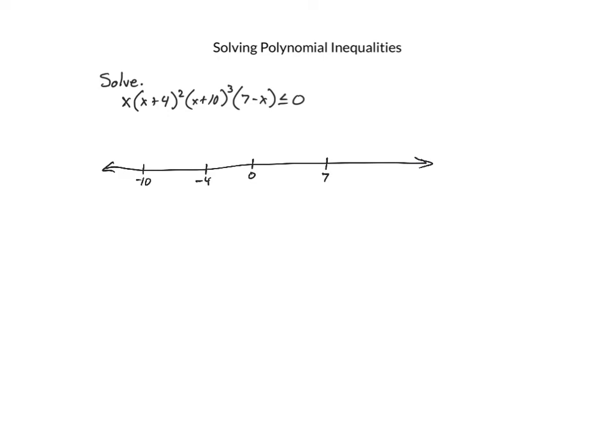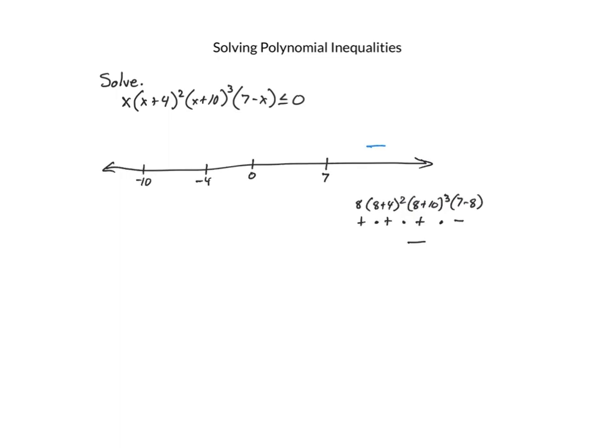So I'm going to interval test using one interval, and then I'm going to use the exponent to determine the results for the other intervals, and I'll show you what I mean. Let's pick a number to the right of 7, like 8. So we're going to pop 8 in, and that means we would have 8 times (8 plus 4) squared times (8 plus 10) cubed times (7 minus 8). That means we have a positive times a positive squared times a positive cubed times a negative, and the result there would be negative.